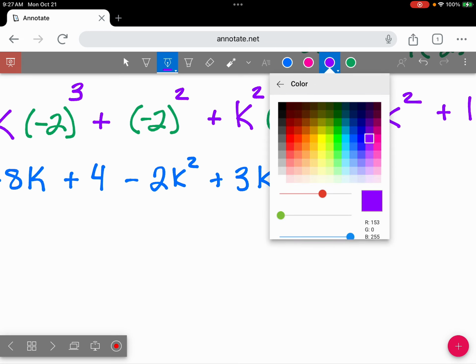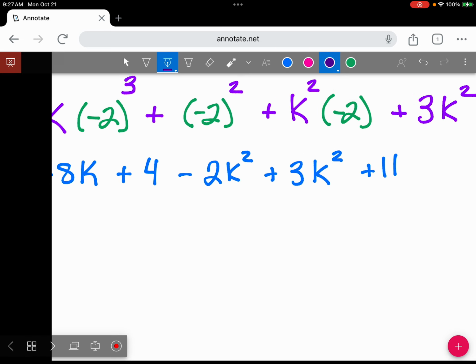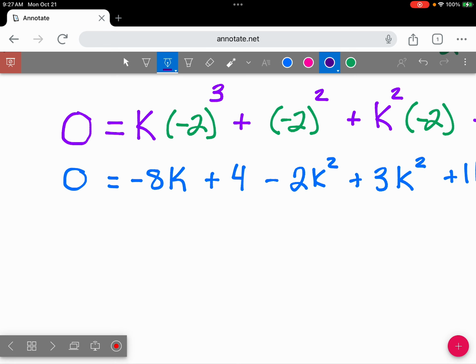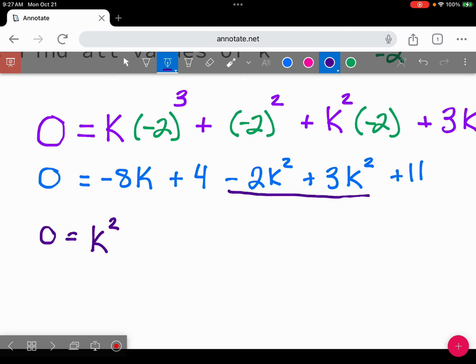What should we do next? Combine some like terms. And let's put things in an order that helps us out. We like to have our biggest exponent first. So I'm going to combine my minus 2k squared and my 3k squared. It's going to give us 1k squared minus 8k plus 15.